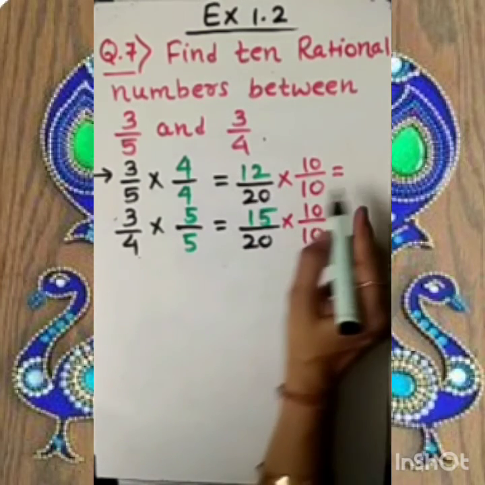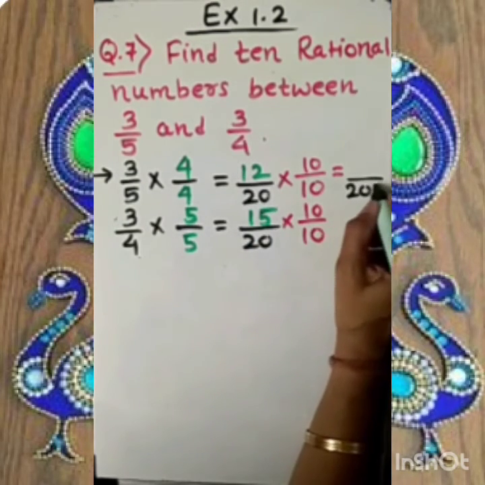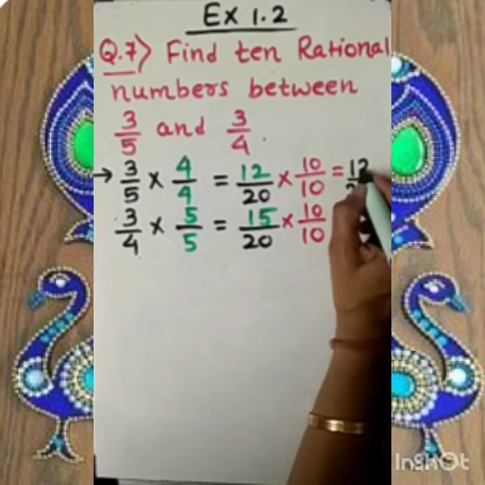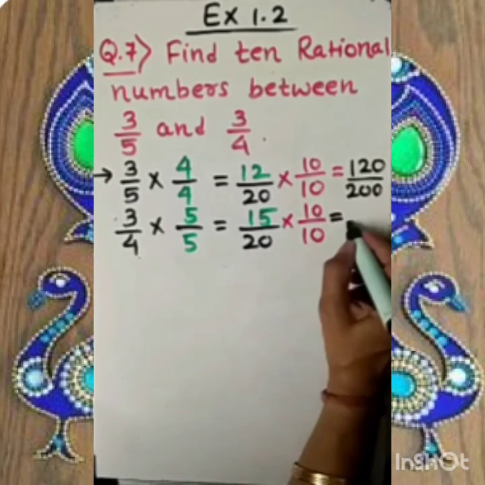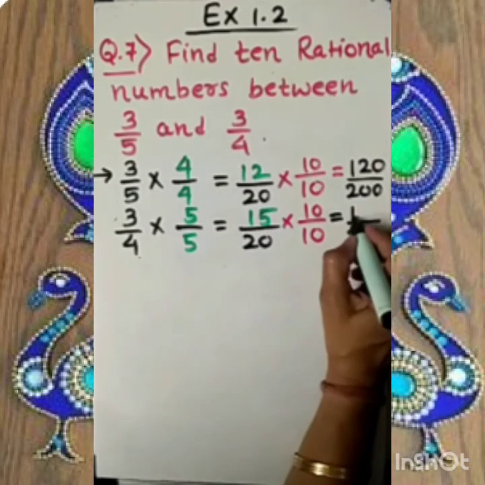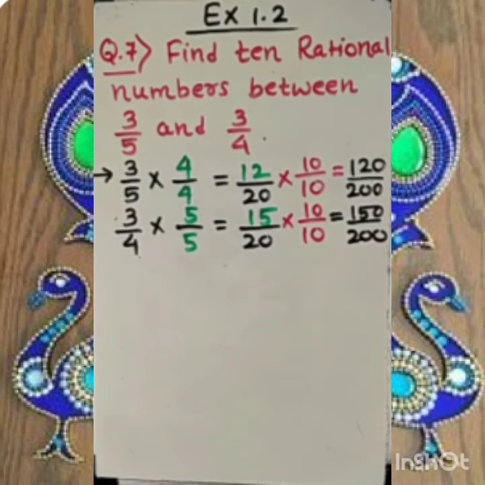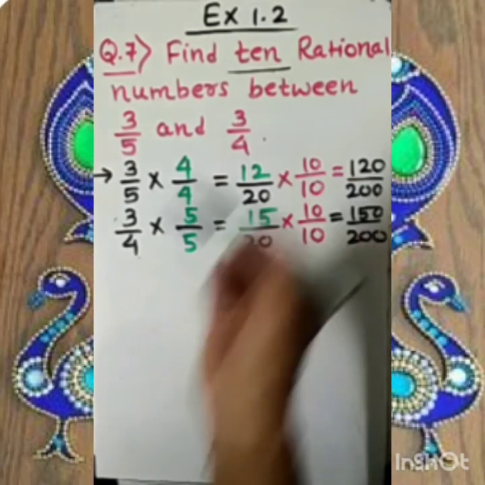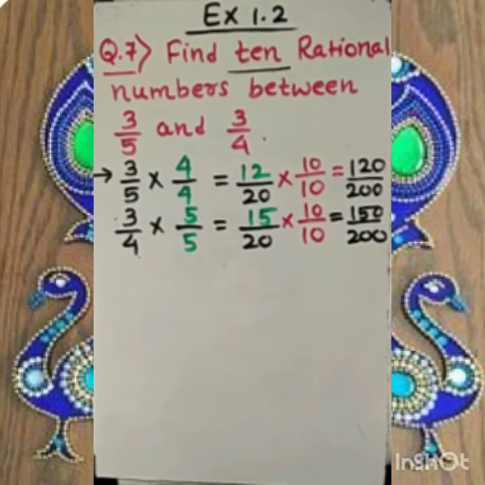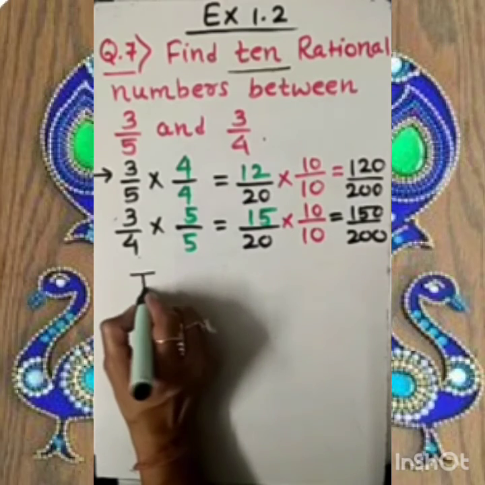So dear student, 12 into 10 is 120, 20 into 10 is 200, 15 into 10 is 150. So finally, the numbers which we have are 120 by 200 and 150 by 200. Now between these two numbers, we have a total of 29 numbers which we can mention. Fine. So we have to mention only 10 rational numbers, any of them. Okay. So let's note down according to the required question.